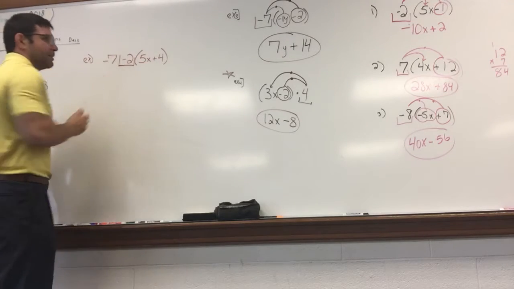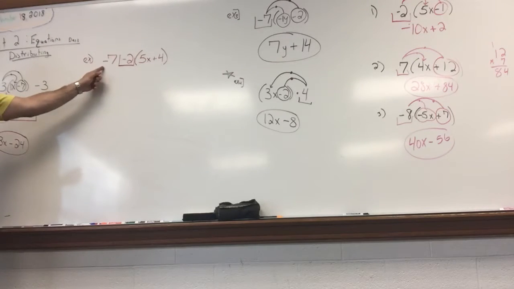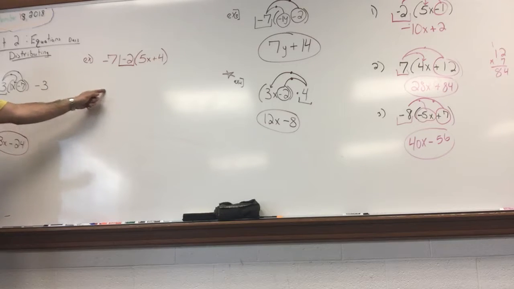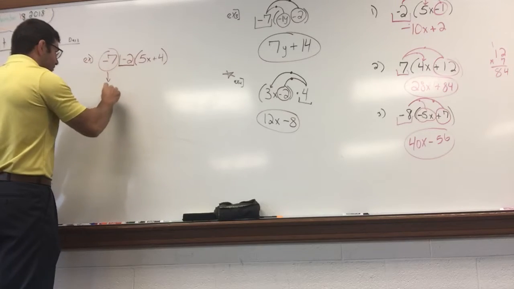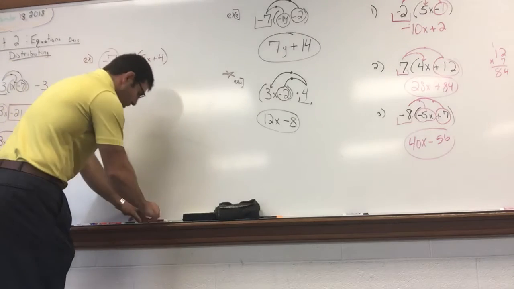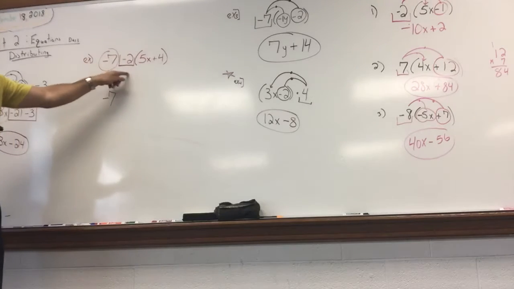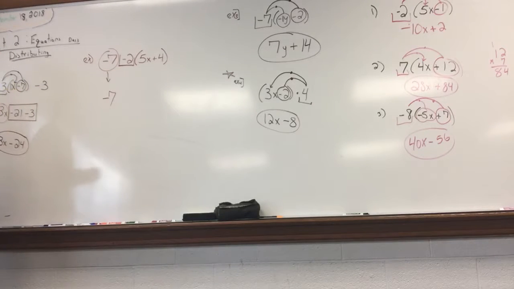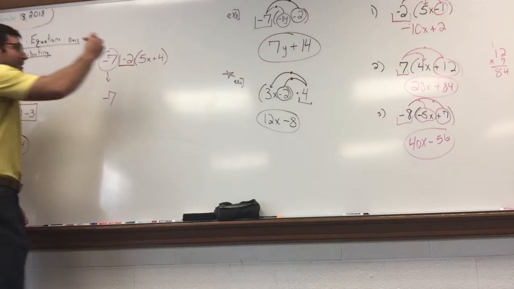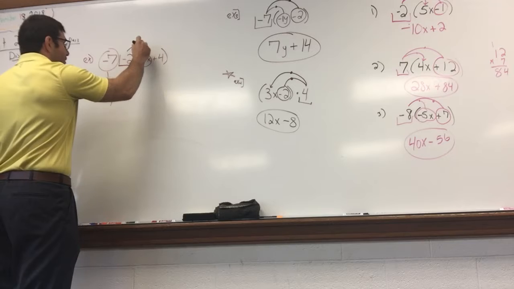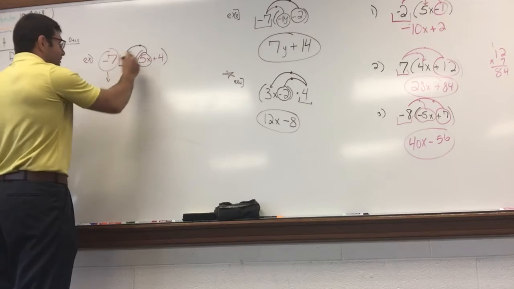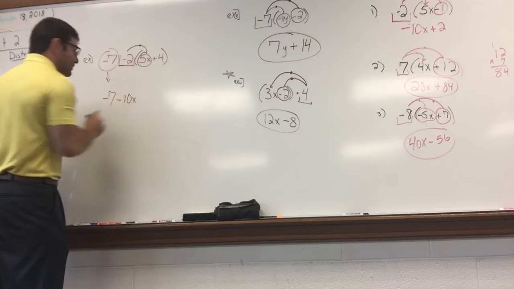But wait a minute. What happens to this negative 7 out front? It stays. Yes, so we bring it on down. You knew that the number and the sign directly in front of those parentheses gets multiplied. So I'm taking negative 2 times 5x. Negative times a positive is negative. 2 times 5 is 10. Got to keep that x.